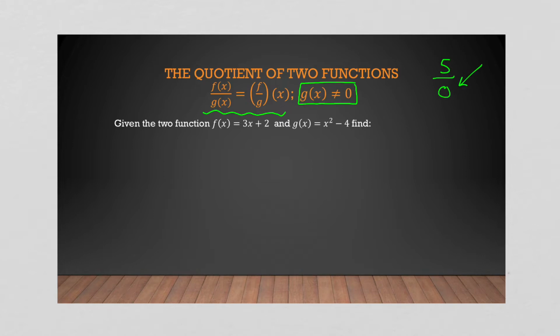So here we have our two functions, and now we are going to do 3x plus 2 over x squared minus 4. Now, you could simplify these, and we will get into simplifying these. You can't factor the top, but you can factor the bottom.